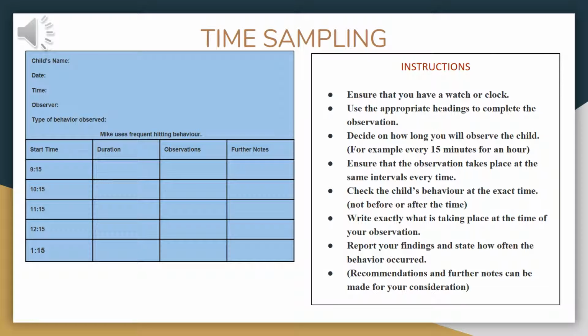Ensure that the observation takes place at the same time intervals every time. For example, if you decide to observe Amy every 15 minutes, you should observe Amy every 15 minutes. Do not vary the time to every 15 minutes or every 10 minutes or every 5 minutes. Check the child's behavior at the exact time, not before the time or after the time. So if you decide to observe Amy every 15 minutes, do not check before the 15 minutes or after the 15 minutes. This will ensure that your information is precise.